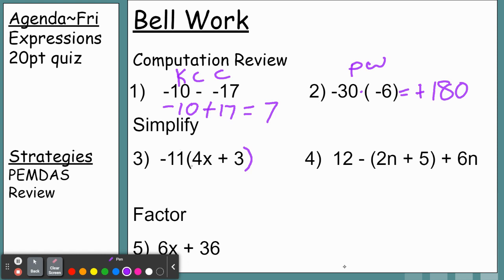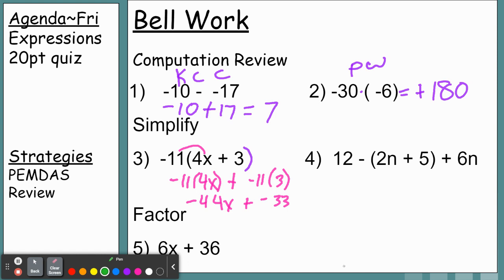All right, simplify. This is distributive property. So make sure you're taking negative 11 times 4x plus negative 11 times 3. That's what distributive property means. So then I get negative 44x, and I could say plus negative 33 or minus 33. Now remember, I cannot combine my 44x and 33 because they do not both have x. So make sure you pay attention to those like terms.